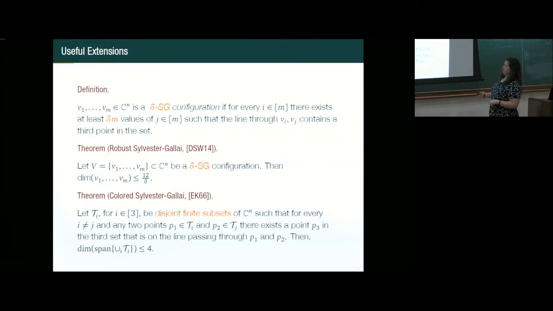And the third is the colored version. We call the previous one the robust version, where the condition holds by a fraction. In the colored version, you have 3 sets such that when you choose a point from one set and a point from another set, the line through them intersects the third set. Then the dimension of the points is at most 4.